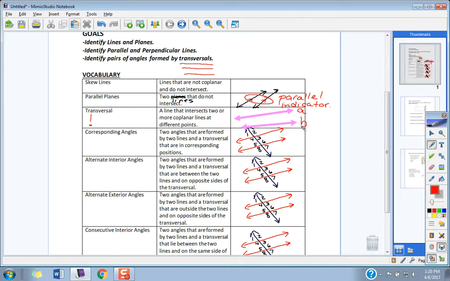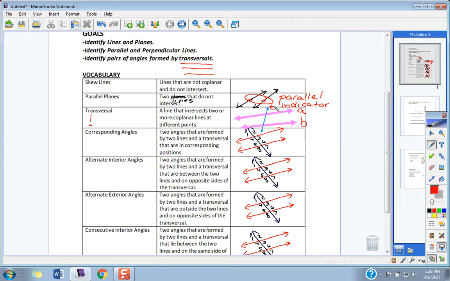All right, you might have a situation where your line is cut by what's called a transversal right here. That cuts through at least two lines that are in the same plane. And anytime I have a line that cuts through multiple lines, I always label this T, which probably stands for what, kids? Your transversal. So if you have two lines cut by one line, that one line that's cutting the two is called a transversal.